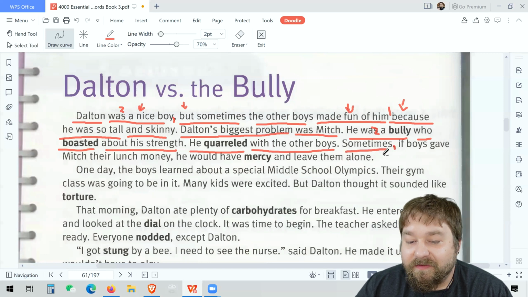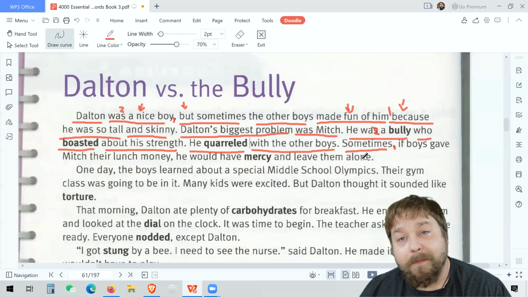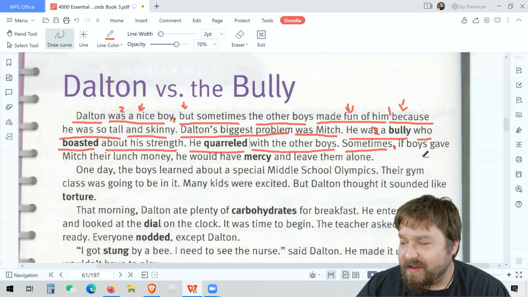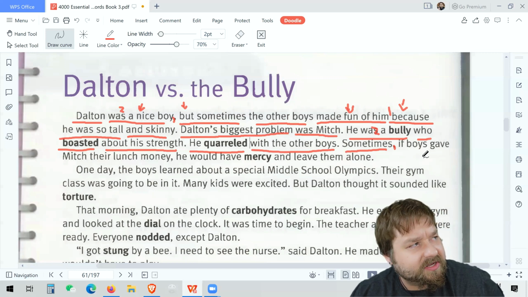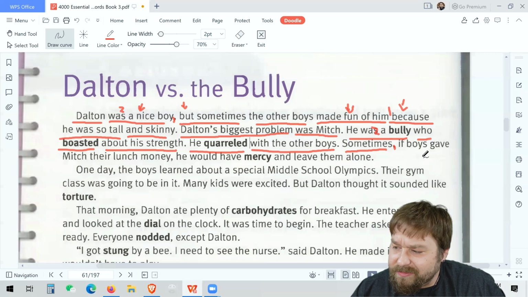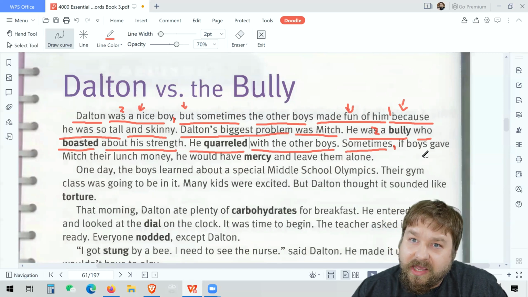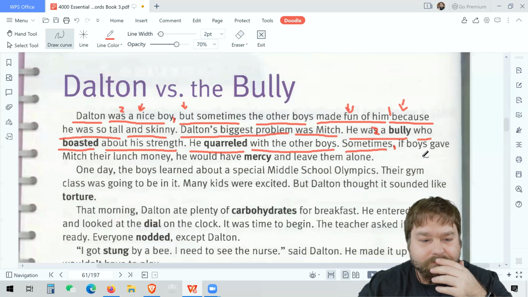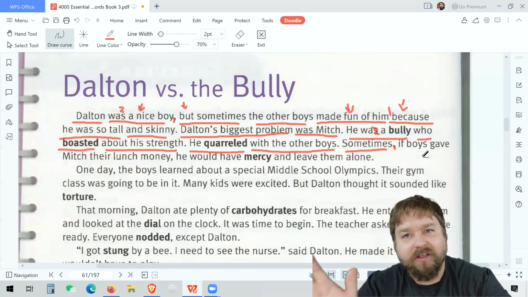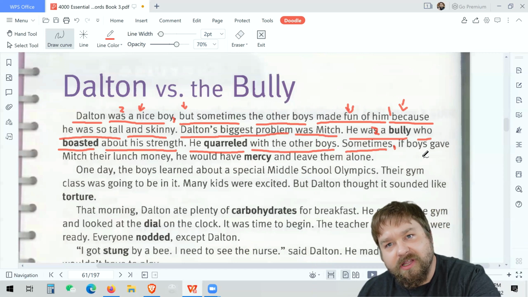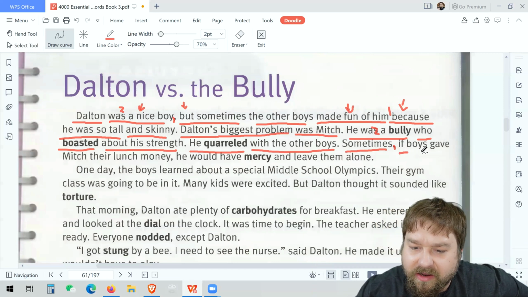Our job is done for us. Sometimes, pause right there, right? If boys gave Mitch their lunch money, sometimes if boys gave Mitch their lunch money, I think you can say, if boys gave Mitch their lunch money, okay, we got to break it there. It's just a little bit too long, right?